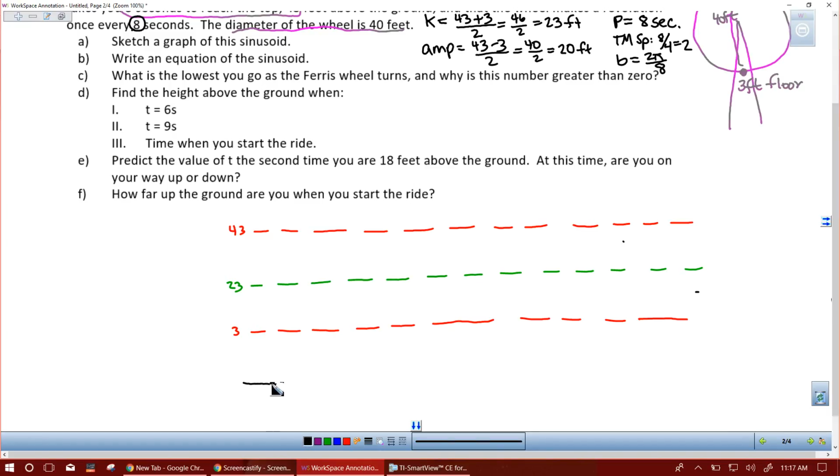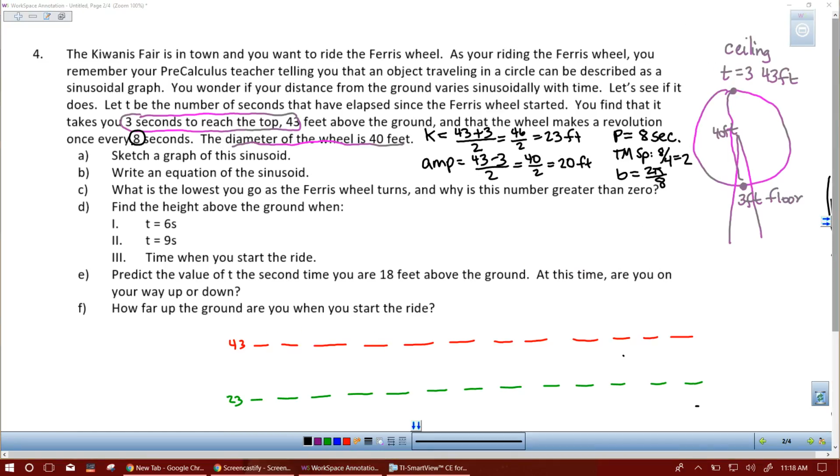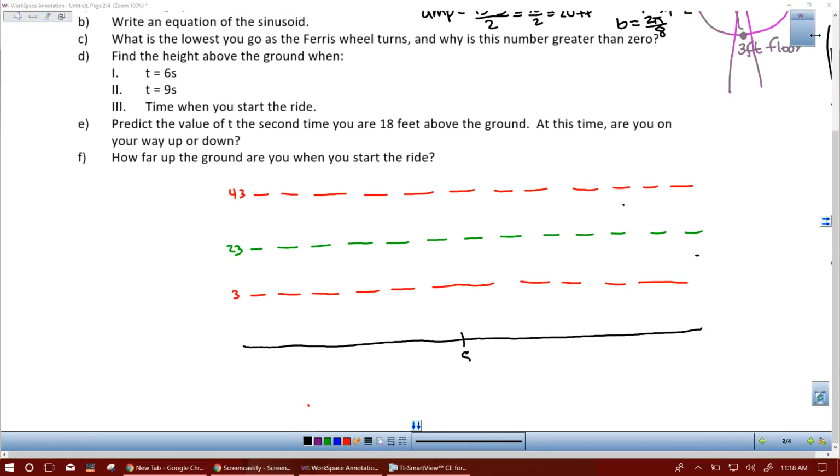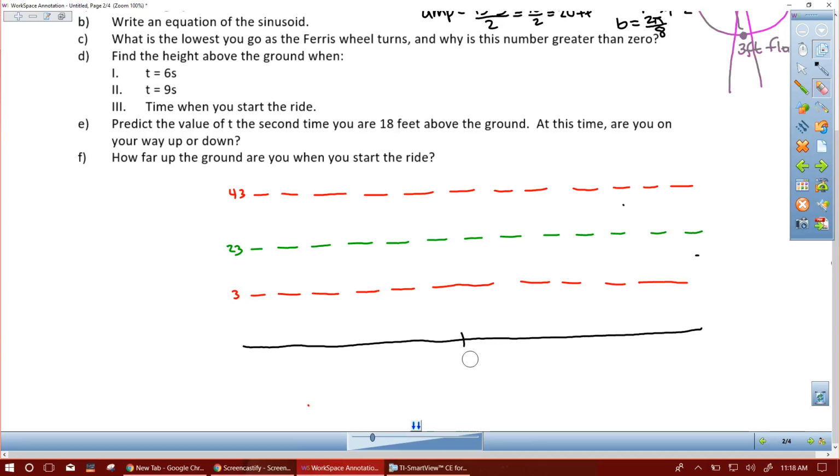I know my x-axis is down here somewhere, but what you'll notice I haven't drawn is the y-axis. That's because I need to plot some points before I can figure it out. At time equals 3, we were at 43. But then we said we had an interval of 2 seconds. So every 2 seconds: plus 2 would be 5, plus 2 would be 7, plus 2 would be 9, plus 2 would be 11.